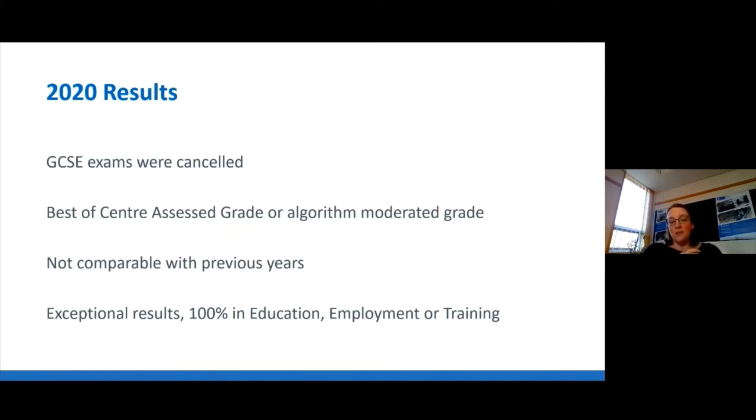So the results are not comparable with previous years, and it's why you won't find schools talking particularly about the precise Progress 8 outcome or 5A to C in English and Maths that schools got, because they're incomparable with previous years. However, our results were exceptional. They were absolutely in the same pattern, consistently strong as we get year after year. A very good measure, I suppose, of how good they were is the fact that 100% of our students have left us and they are in education, employment, or training.